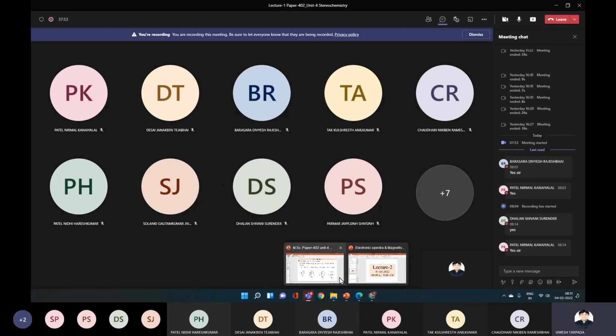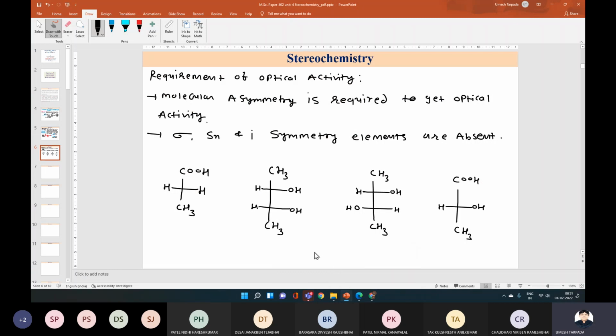First one is optically inactive because you can have a plane of symmetry. The plane of symmetry is there in the first case, so it is optically inactive. This plane passes through these two atoms, two different groups. So the sigma plane is there. The molecule is optically inactive. What about the second molecule?